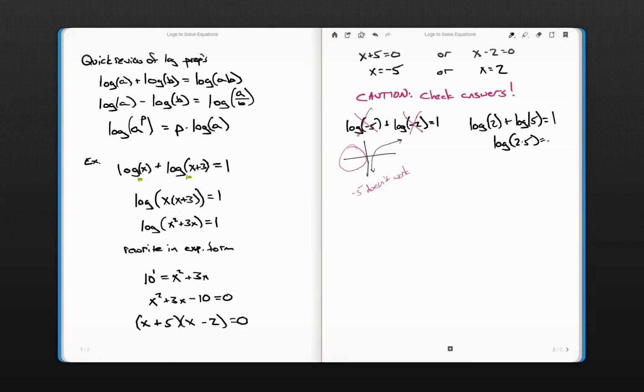2 times 5 equals 1. The log of 10 equals 1. What exponent do I need above a 10 to get 10? That equals 1. That checks out, so this is my good answer. Keep this one, and this is what we call an extraneous solution.